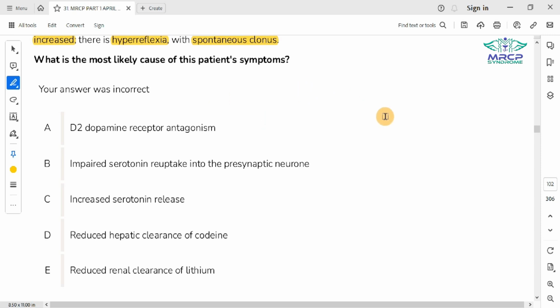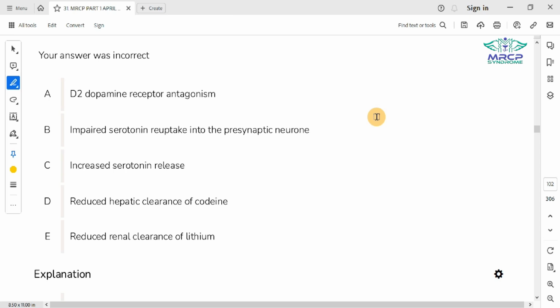What is the most likely cause of the patient's symptoms? D2 dopamine receptor antagonism, impaired serotonin uptake into the presynaptic neuron, increased serotonin release, reduced hepatic clearance of codeine, reduced renal clearance of lithium.